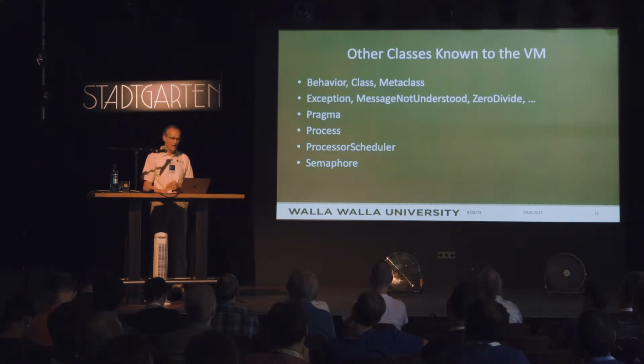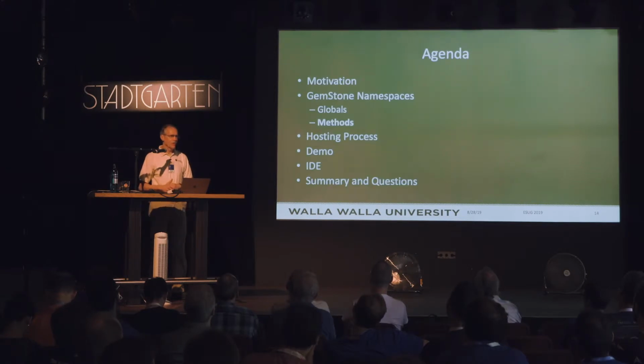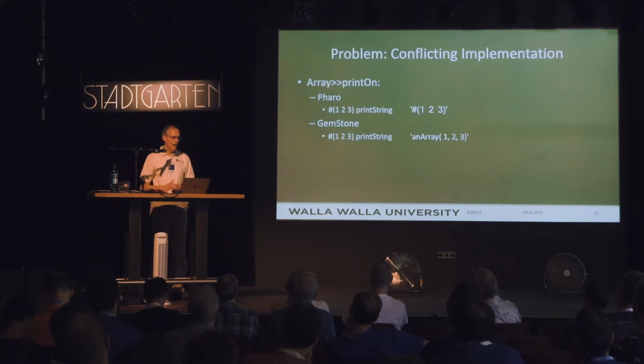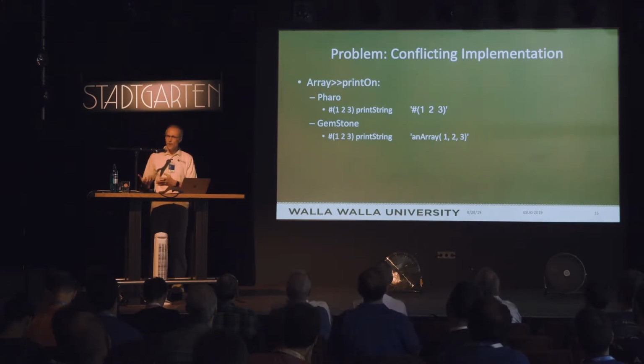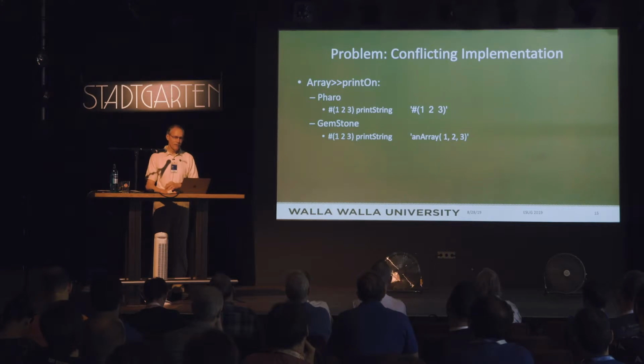And that's fine. But that brings us to the question of what if we want the methods to be different? There's a different implementation, for example, of print-on. So in GemStone, print-on behaves one way. In Pharo, print-on behaves another way. We need to be able to support both. You need to be able to send a message to a small integer, to an array, and get different behaviors.